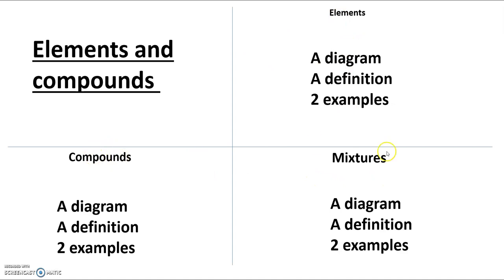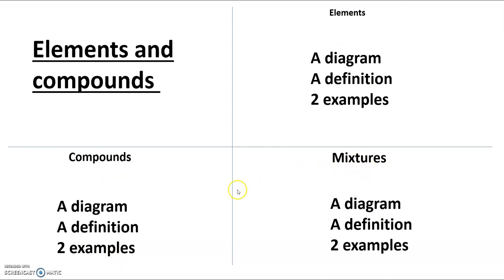And for each one, I want to have a diagram, a picture that's got some labels on it. I want a definition, I want you to find out a definition. What is a compound? What is a mixture? What is an element? And I want you to have at least 2 examples of compounds, 2 examples of elements, and 2 examples of mixtures.